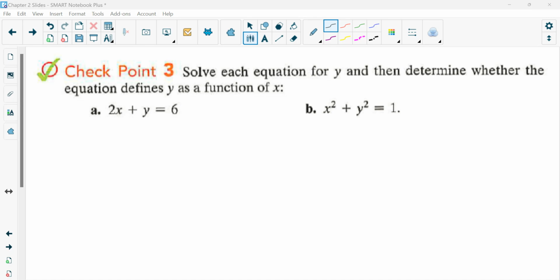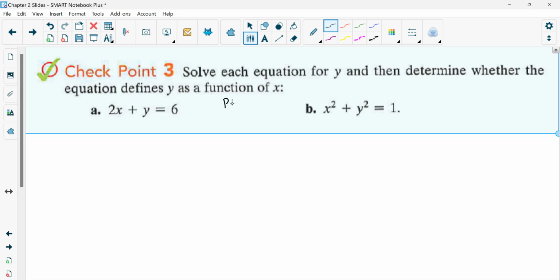So again, first thing we're going to do is get the y by itself. Anytime we're getting the y by itself, we do our PEMDAS backwards. We're undoing. So here's the y. I need to get rid of that addition or subtraction. So it's a plus 2x. First thing I'm going to do is subtract 2x. So now the y is by itself.